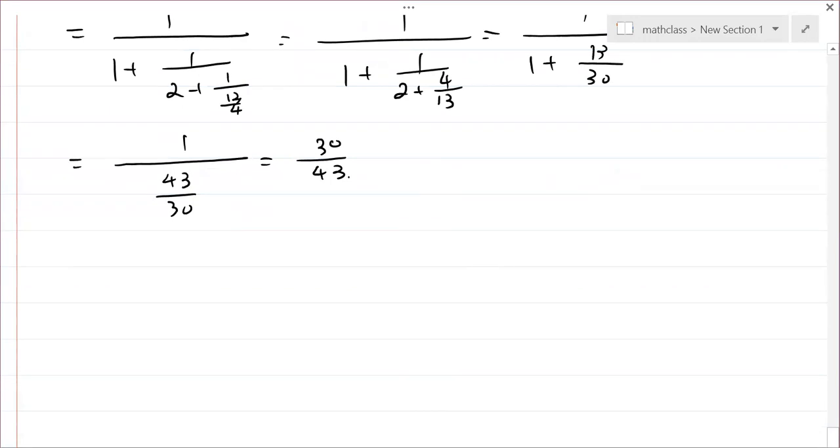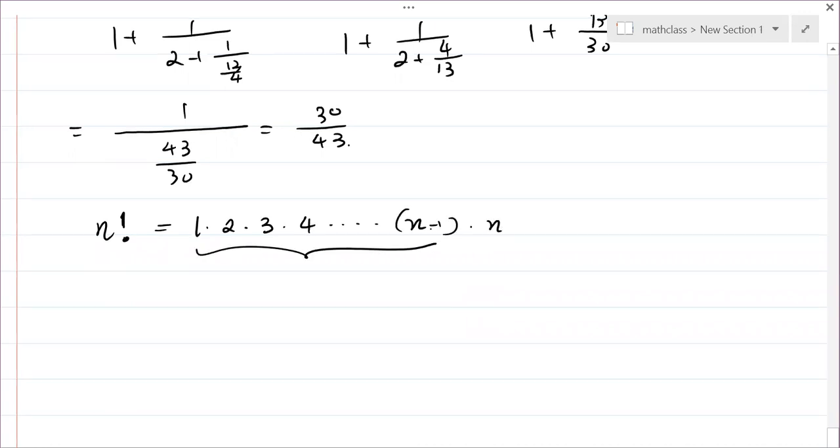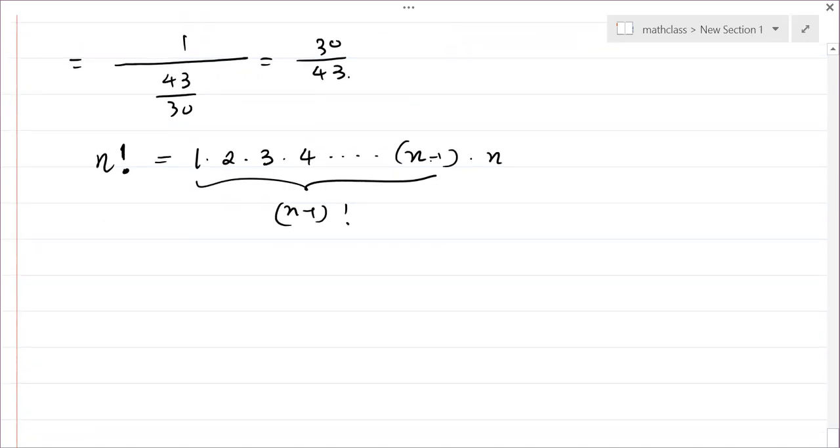Right. So now I'm going to talk about another notation called n factorial. N factorial is 1 times 2 times 3 times 4 all the way to n. From this expression, the one previous to n, this part, can also be denoted by n minus 1 factorial. So you can read this as n minus 1 factorial times n. That's why 7 factorial is going to be 6 factorial times 7.